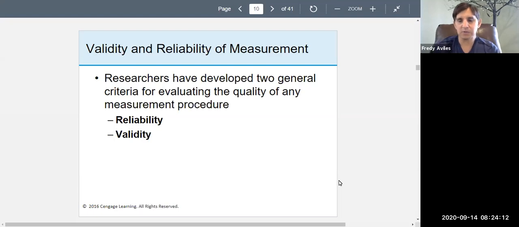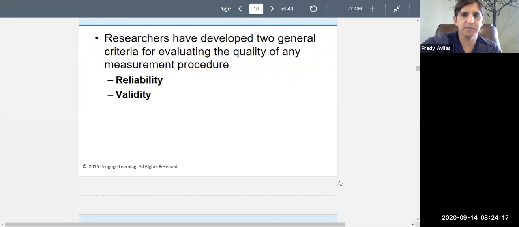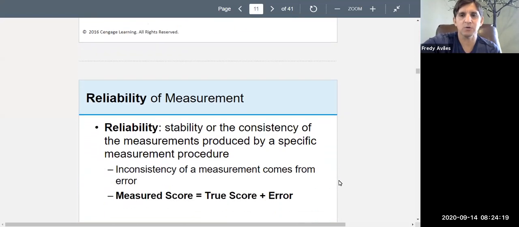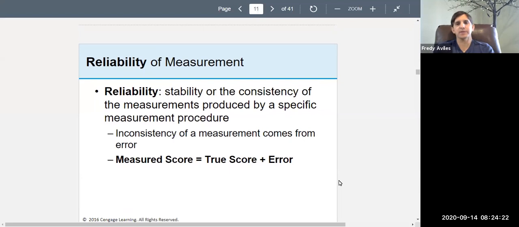So first, we're going to talk about reliability because it's a little bit more simple. But in this class, we're going to make it a little bit more complicated because it's not a Psych 101 class. But in principle, reliability is simple. Reliability is the consistency of the measurements produced by a specific measurement procedure. Let me tell that to you in a way that makes sense. Reliability is simply how consistent a measurement is. That's all it is. So how stable it is, how consistent it is.